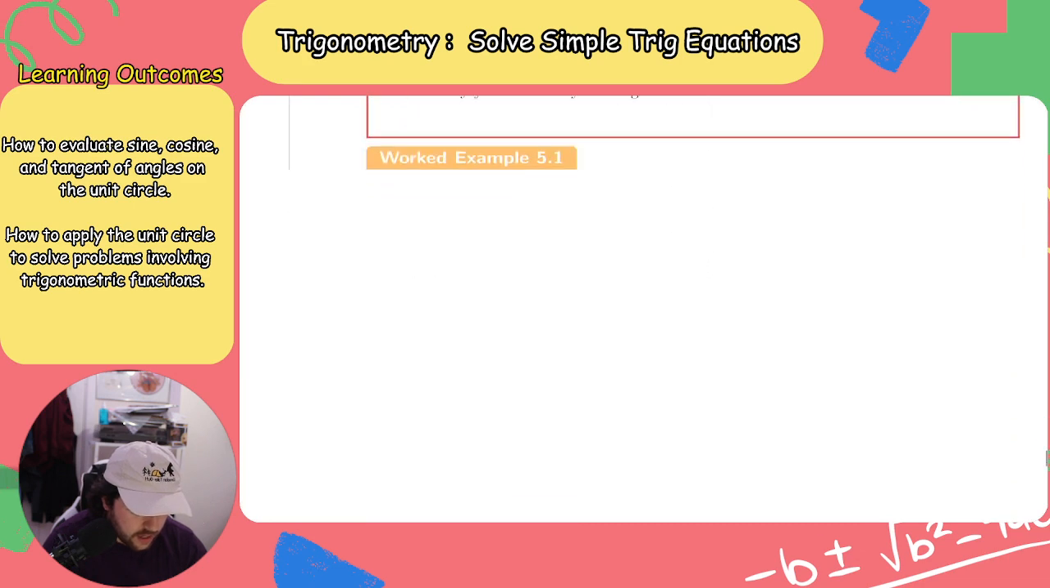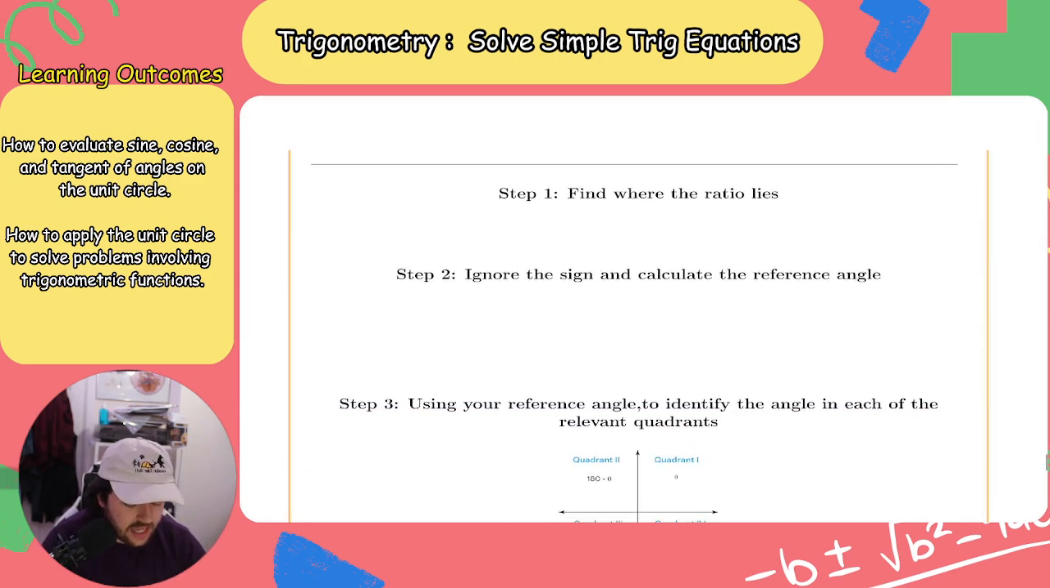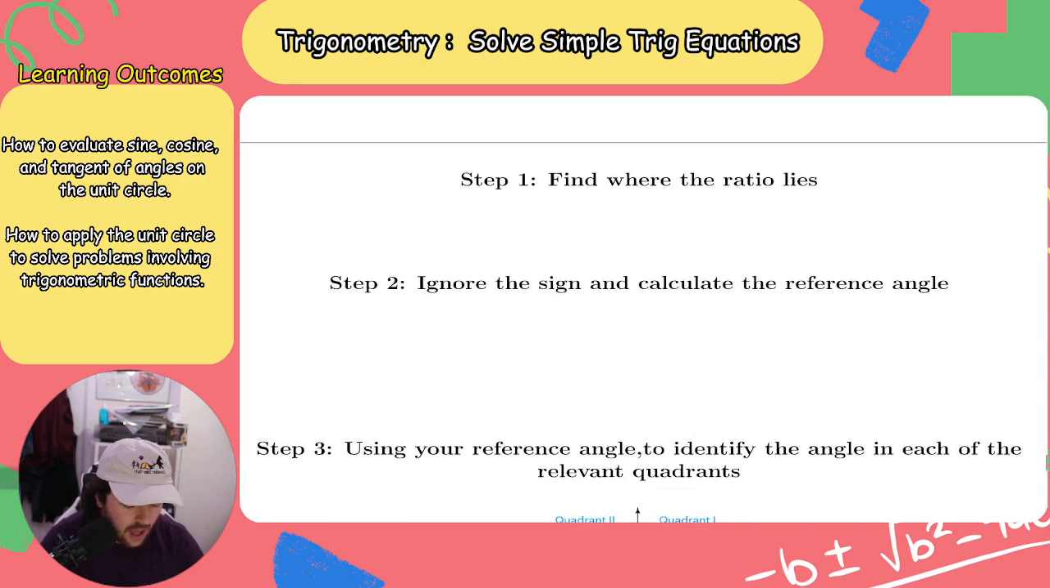Right. So cosine A is equal to minus a half. Find two values of A less than 360 that satisfy this equation. Round to the nearest degree. Well, step one, find where our ratio lies. So remember, it's cosine A is equal to minus a half.